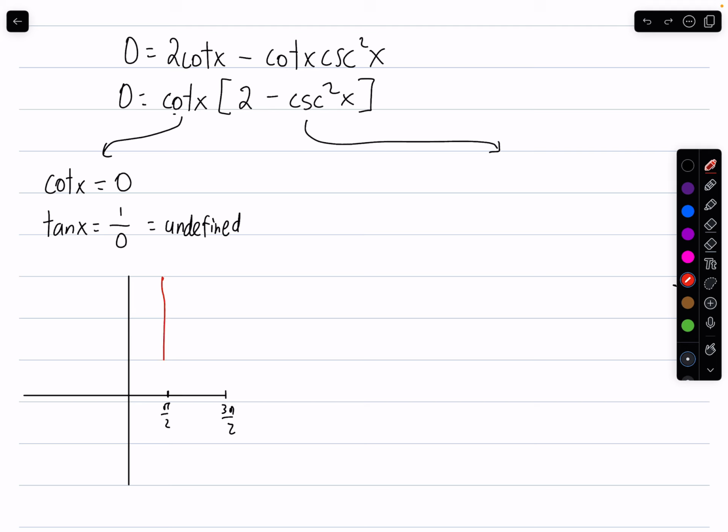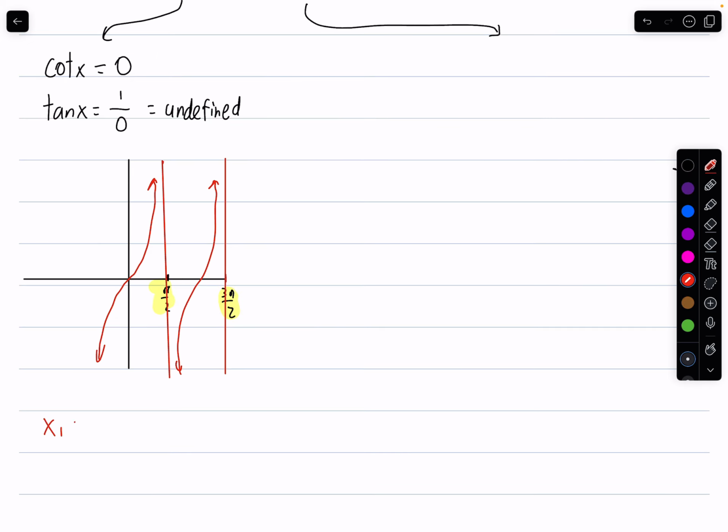Here, I'll draw it a little better for you guys. But we have that asymptote here and an asymptote here. And the function kind of looks like this, and then it looks like this. So when it says where is tan x undefined, we actually know where it's undefined. It's undefined at these asymptotes. So those are our x values. Our x1 is going to be pi over 2, and our x2 is going to be 3 pi over 2. So we already got two x values from the tan x.